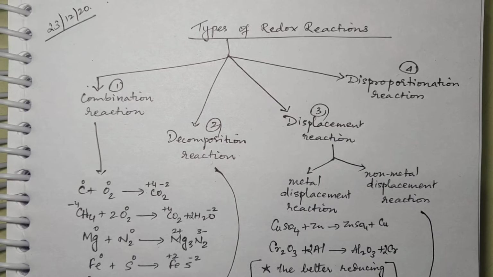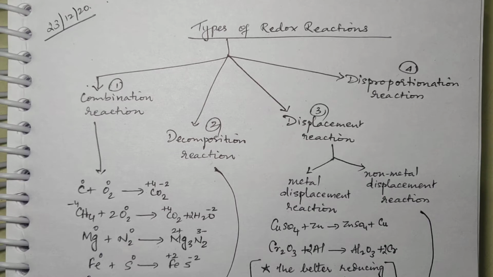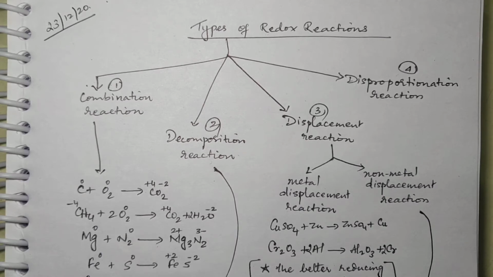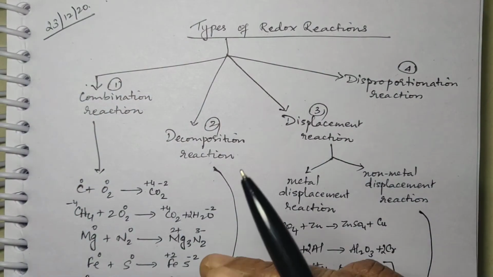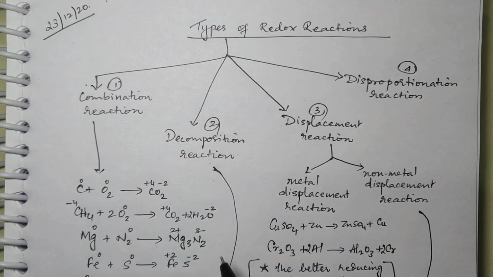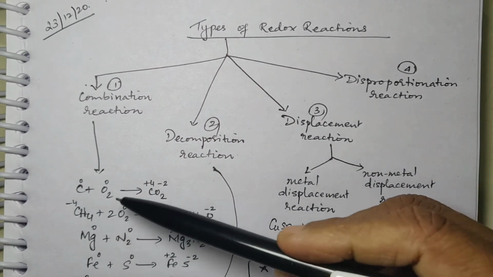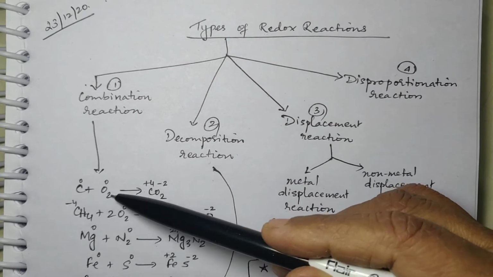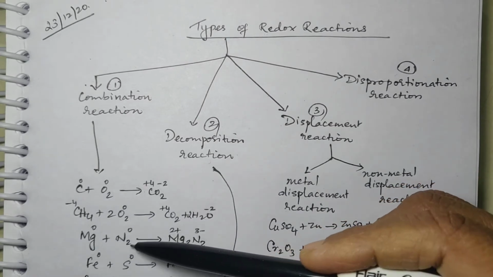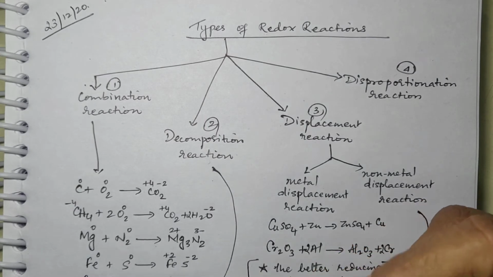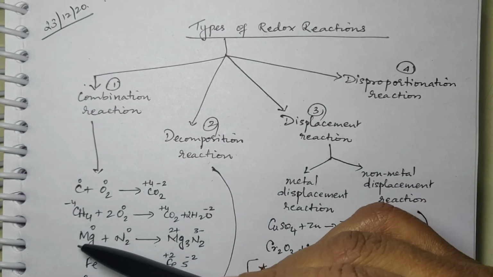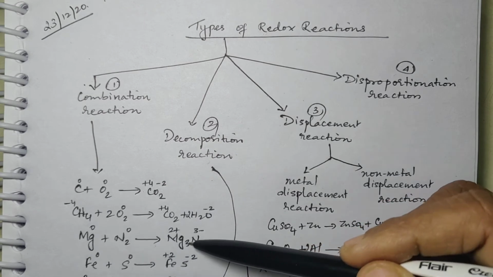Is there anything which is exceptionally not a redox reaction? That also we will see. Now, combination means what? A plus B giving you AB. Two or more elements combined to give you one single product, that is called as combination. Now look at all these things. C plus O2 gives CO2, Mg plus N2 gives Mg3N2, Fe plus S gives FeS, Mg plus O2 gives MgO. Now all these are two or more elements combined to give you one compound.